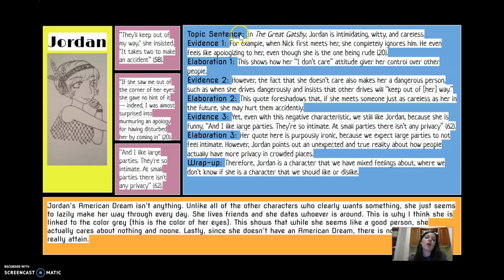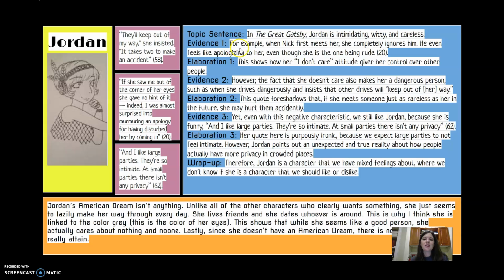So when you write your paragraph, you're going to want to make sure you have your topic sentence, 1, 2, 3 pieces of evidence that are your quotes here, and then your explanation of that evidence. So elaboration 1, elaboration 2, elaboration 3, and then your conclusion. The topic sentence says, in The Great Gatsby, Jordan is intimidating, witty, and careless. And so the topic sentence indicates what the writer is going to prove about Jordan. They're going to prove these 3 things through these 3 quotes. Makes sense. 1, 2, 3, 1, 2, 3.